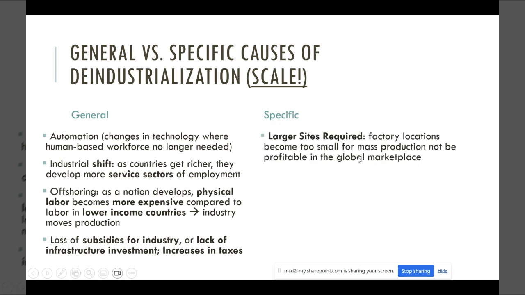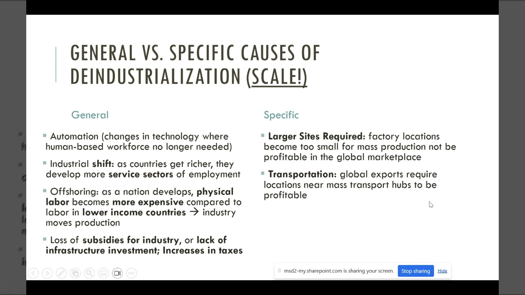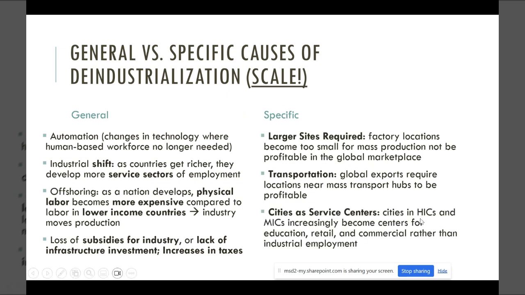Specifically, looking at a large scale, zoomed in, larger sites are usually required as the industry grows, so it almost grows itself out of business. Transportation: global exports require locations near mass transport hubs to be more profitable. So some of those smaller scales and smaller operations will have to go out of business and move to more of a large market. And then cities as service centers. So cities in HICs and MICs increasingly become centers for education, retail, and commercial rather than industrial employment. That's just a thing that happens over time.